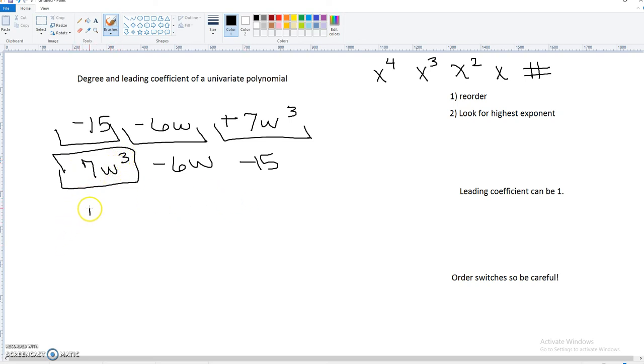Now, the number in front of our letter is going to be the leading coefficient. See if I can spell this correctly as I write it out. And the exponent is going to be the degree.